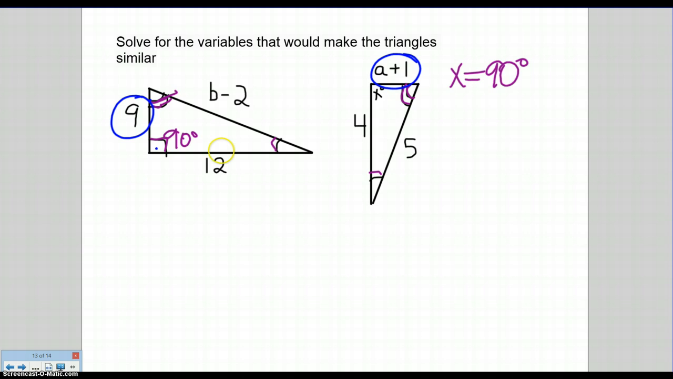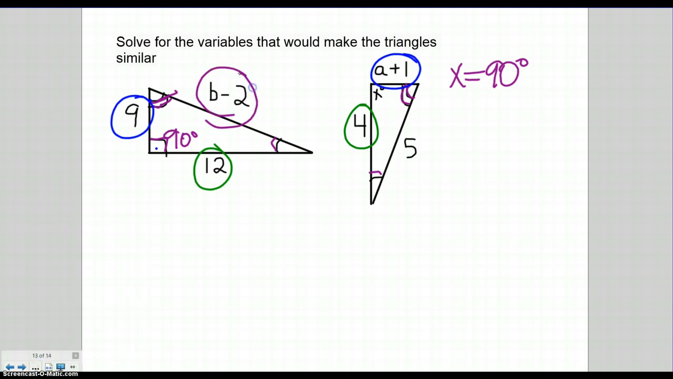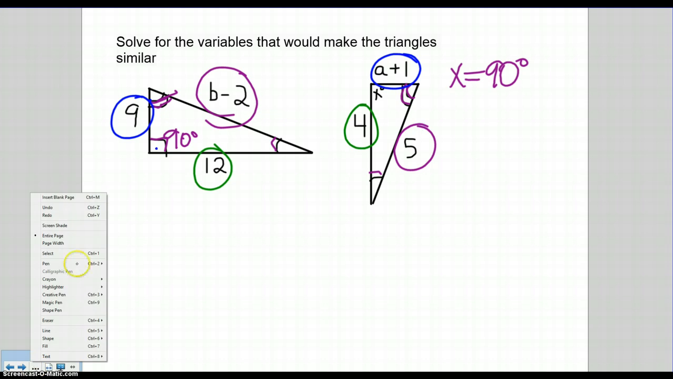Well, x is 90, 2 marks, that means that this a plus 1 is going to correspond to the 9. Then we're looking at this 12. The 12 is between the 90 and the 1 tick mark angle. So between the 90 and the 1 tick mark is 4. And then finally, b minus 2 then is going to correspond to the 5. So let's start with finding a.